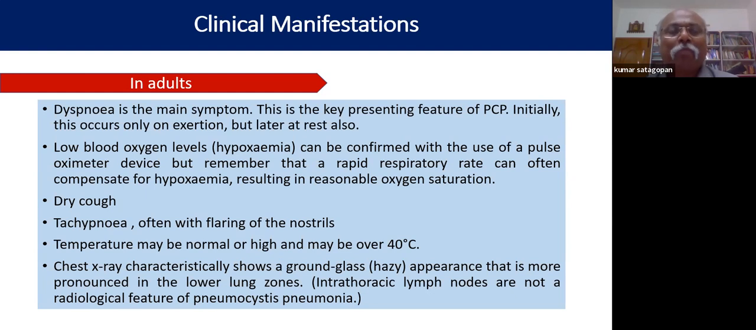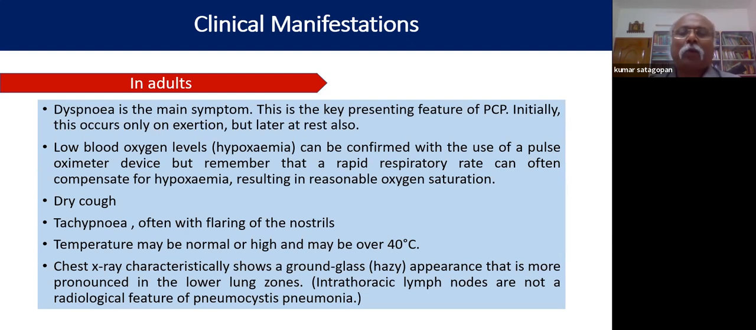So dyspnea is there, low blood oxygen levels, hypoxemia, and dry cough, tachypnea. The main thing is that the symptoms will be disproportionate to the signs. When you auscultate, there will not be many signs, but the symptoms will be very distinct. So that was the hallmark of PCP. The symptoms will be disproportionate to the signs.